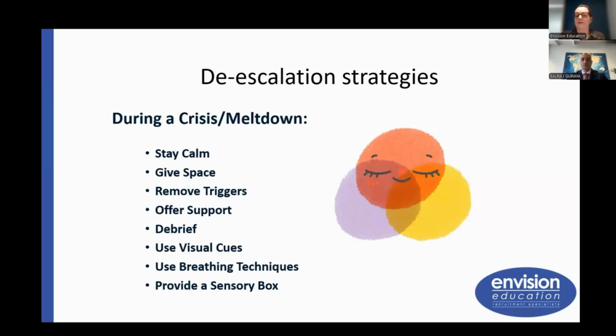And then also sensory boxes. So providing a sensory box, and this will come with a school that will have a sensory room or a breakout area. So do find out what you can when you go in on a day to see what could be useful.